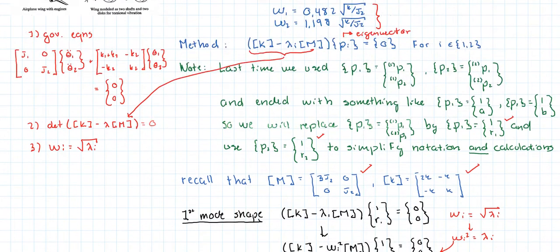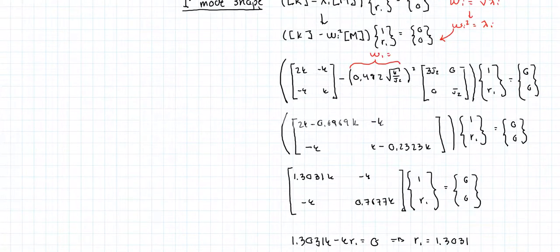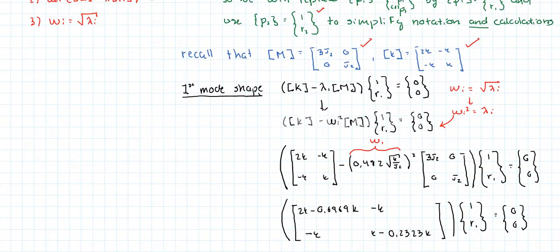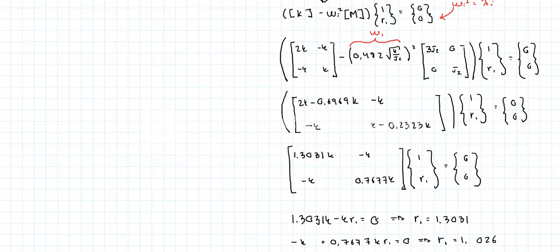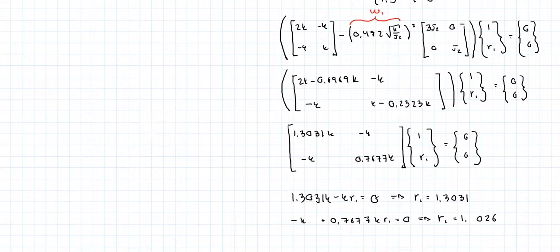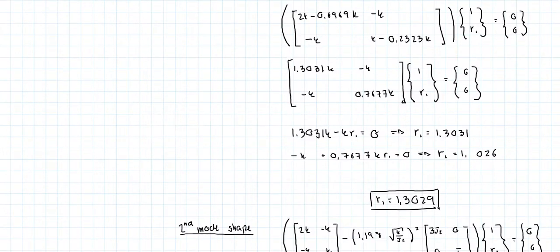At any rate, we take the first natural frequency squared, which we found to be, well, actually this guy over here, multiplied by the inertia matrix times the first eigenvector, and if you do the multiplication, you're going to end up with a first equation and a second equation. And so you have equation number 1 here, equation number 2 here. They should give the same value when you solve for R1.